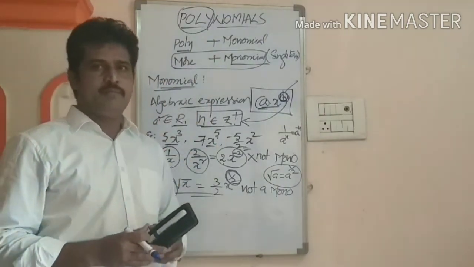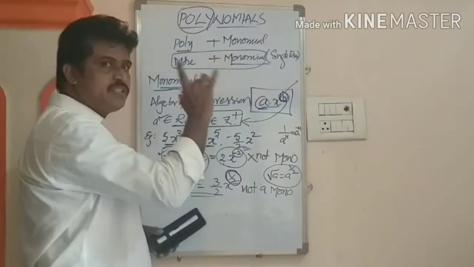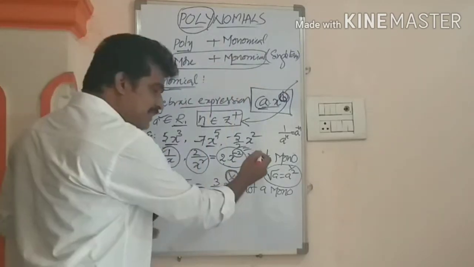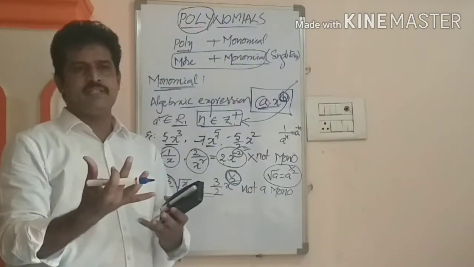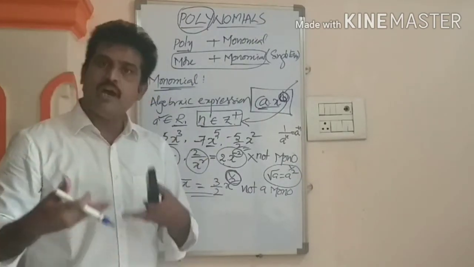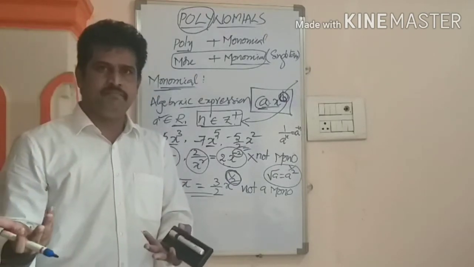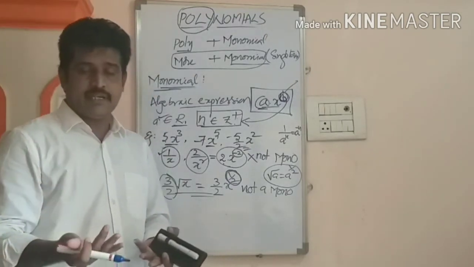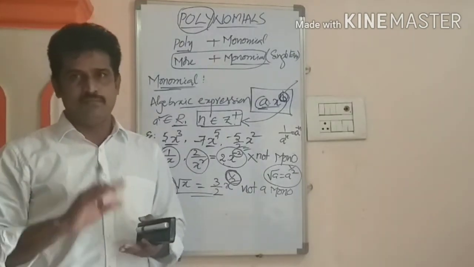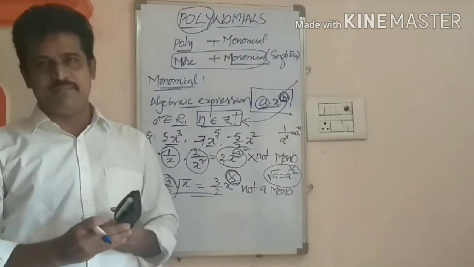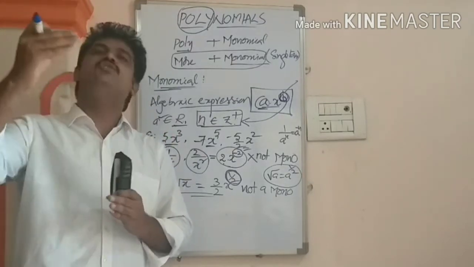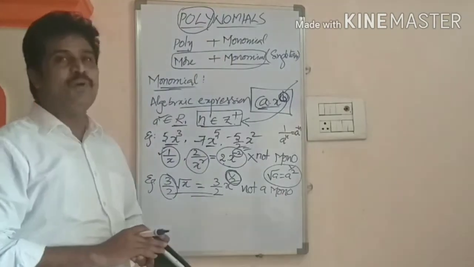Let us go to the polynomials now. What I said about polynomial first: poly monomial, that means more monomials. Like this, take more monomials. You may ask how many, sir? It may be 2 or 3 or 4 or any number of monomials, but the thing is 2 or more than 2. That's all. So the combination of 2 or more than 2 monomials is a polynomial.